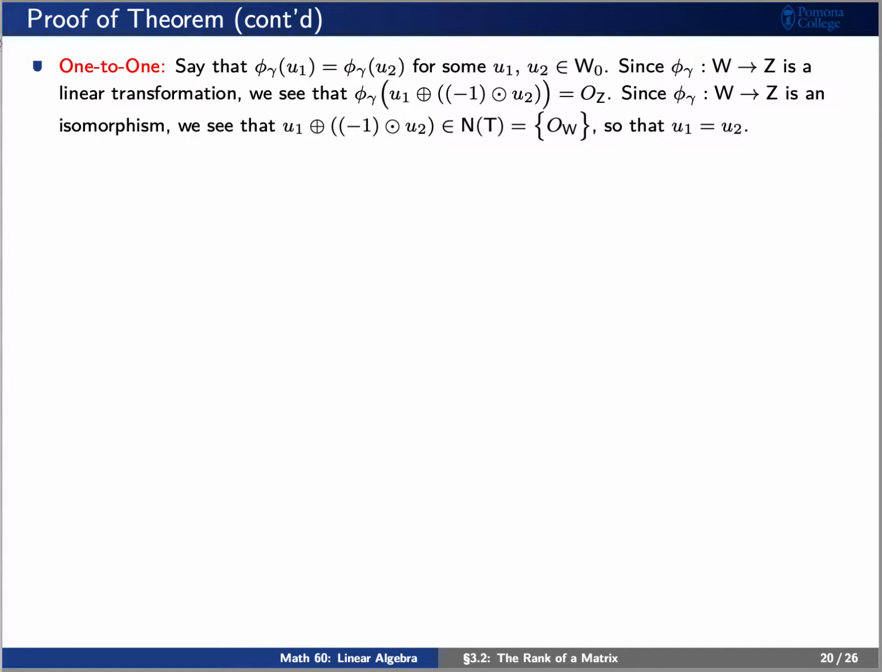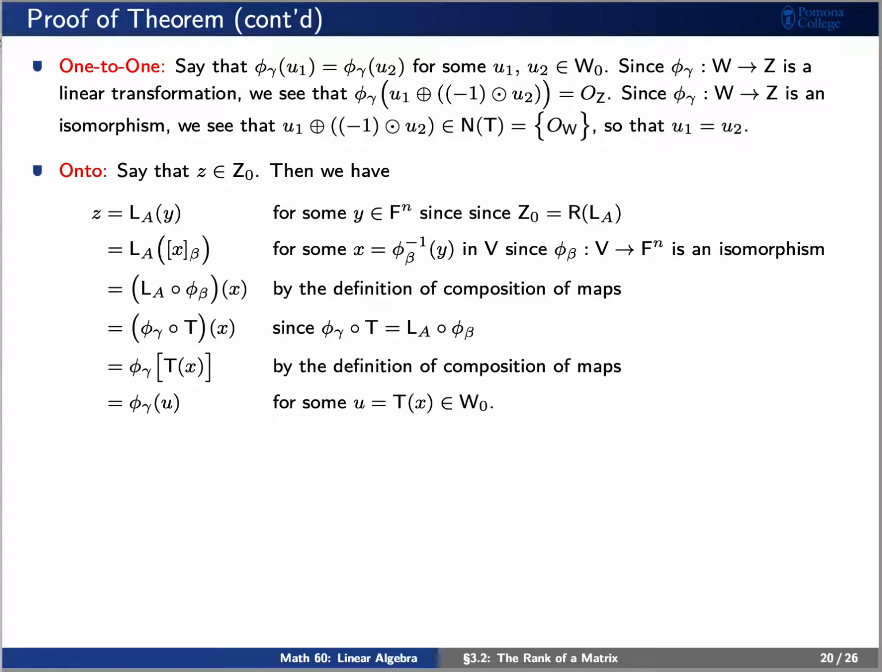Now let's prove that our map phi sub gamma is one to one. But we already know that this is true because we proved in the previous lesson that phi sub gamma is actually an isomorphism. You can see a slightly different proof here on your screen.